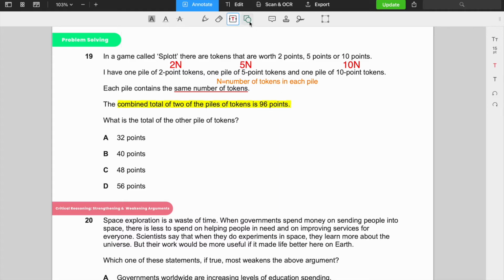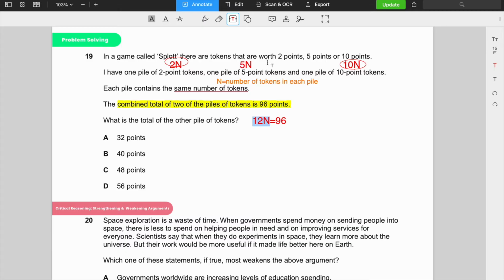So, okay, we just have to guess and check which of the piles it could be. Could it be 2n and 5n? Well, 2n plus 5n is 7n. But could 7n equal 96? No, it can't, because 96 is not divisible by 7. So that won't work. What if we tried 2n and 10n? So those are the 2 piles, 2n and 10n. That's going to have a value of 12n, right? 12n. And can 12n equal 96? Yeah, because 96 is divisible by 12.